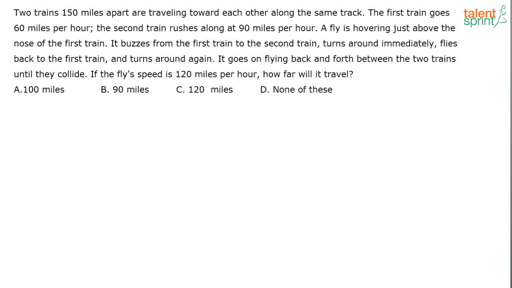A fly is hovering just above the nose of the first train. It buzzes from the first train to the second train, turns around immediately, flies back to the first train and turns around again. It goes on flying back and forth between the two trains until they collide. If the fly's speed is 120 miles per hour, how far will it travel? So, how do we solve this? Again, you guys try and give me an answer, then I will solve the question for you.